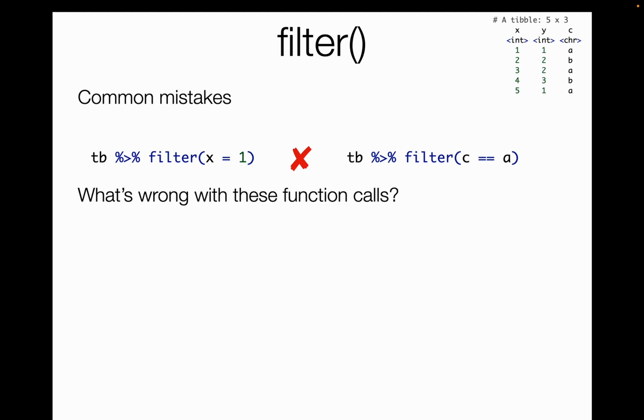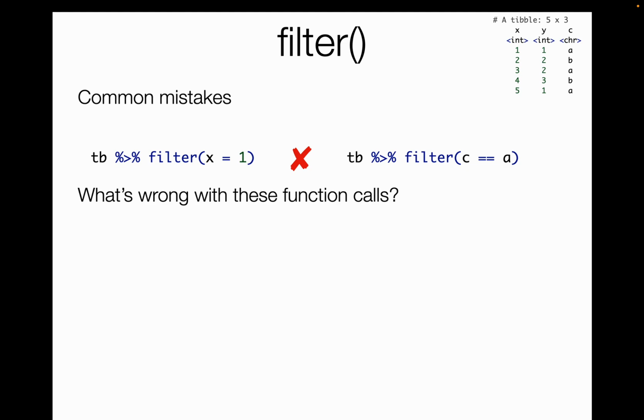Okay. So what's wrong with the left one? The left one is setting, not checking. So you want equals 1. The right one, it's going to error. It's going to say object A not found.